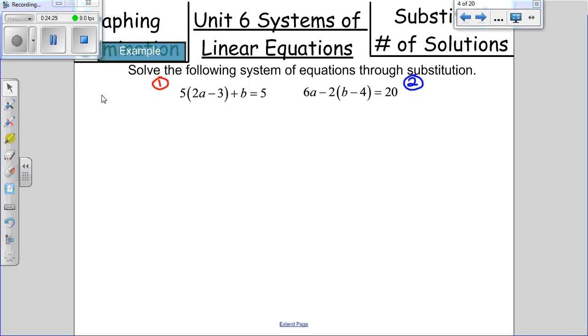To be able to get one of those letters by itself, you first have to get rid of the bracket in that equation. So I have this set of brackets right here. I need to multiply the 5 in to all the coefficients. Then I can start moving things around to get the letter B by itself, which is what I'm going to aim for. So I multiply that 5 in. It gives me 10a minus 15. Everything else stays the same. Plus b equals 5.